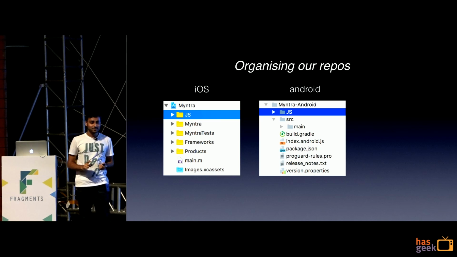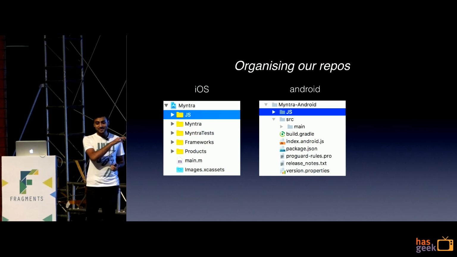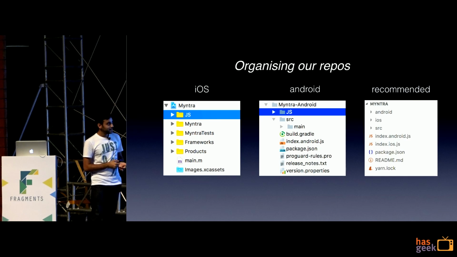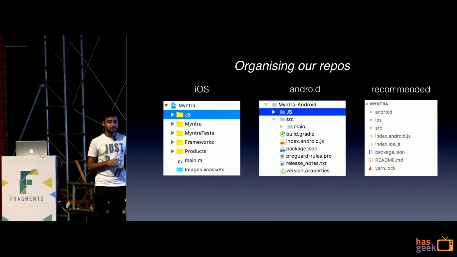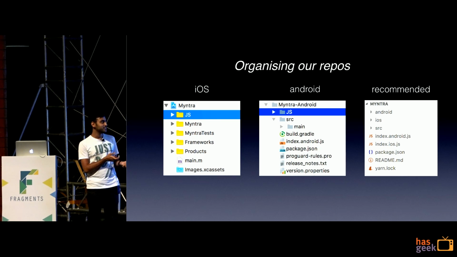And React Native solves this problem because it says that there should be code sharing. But the problem with this is we are not sharing our code. There are independent JavaScript folders residing in our independent repos. What React Native recommends is this approach. You have a single repo where you have your Android folder which contains all your Android code. Then there is an iOS folder which contains all your iOS code, and an SRC or JS folder, whatever, that contains all your JavaScript code.